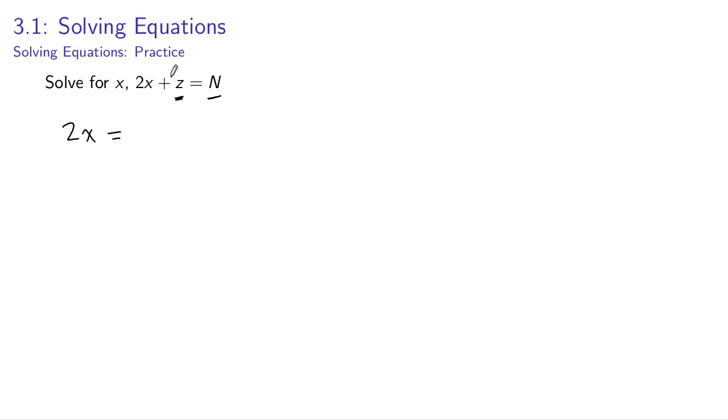Need to undo the operations. First subtracting z from both sides. We have n minus z. And now dividing by 2, n minus z divided by 2. That's the answer.